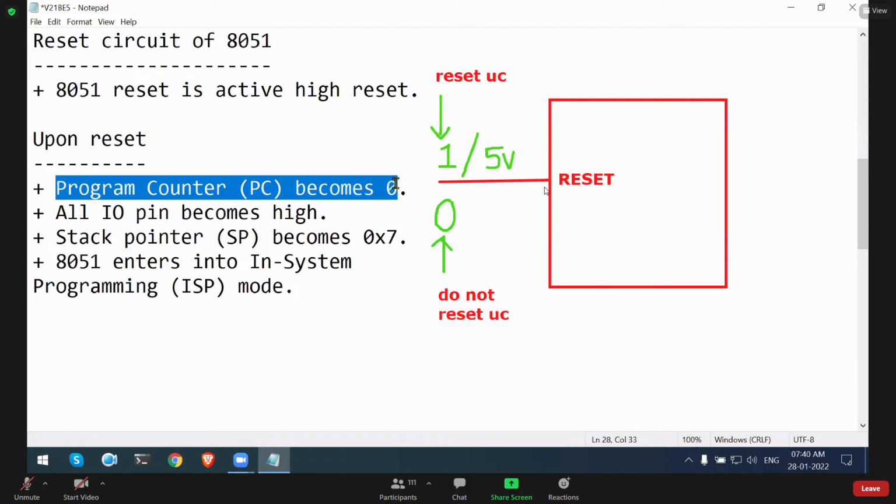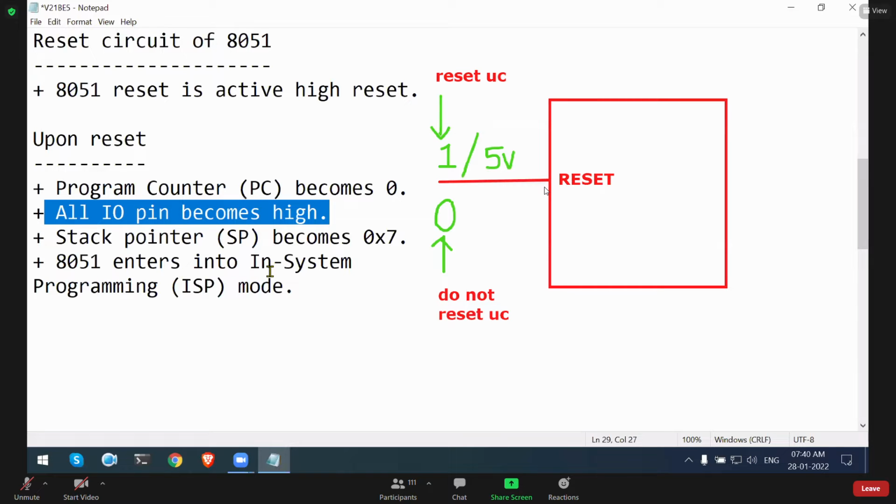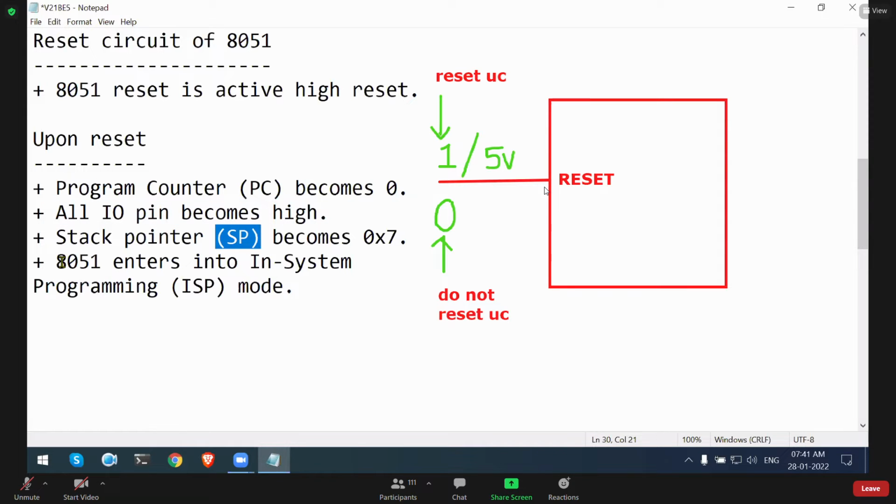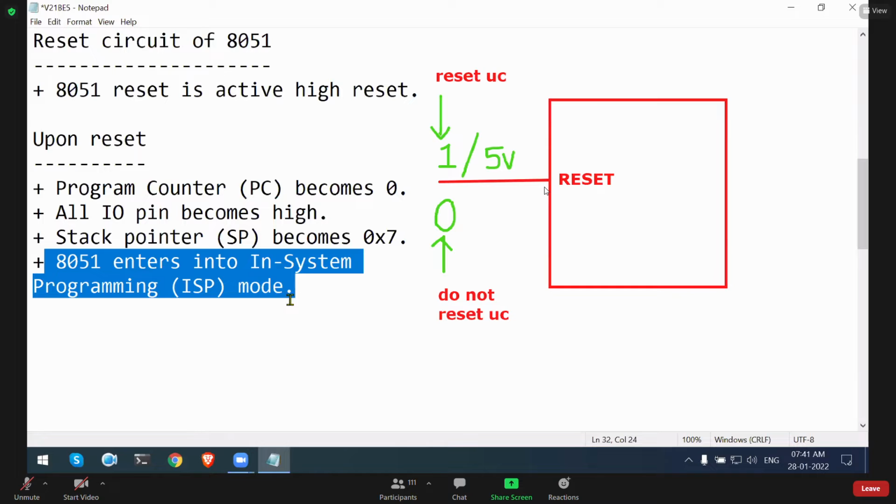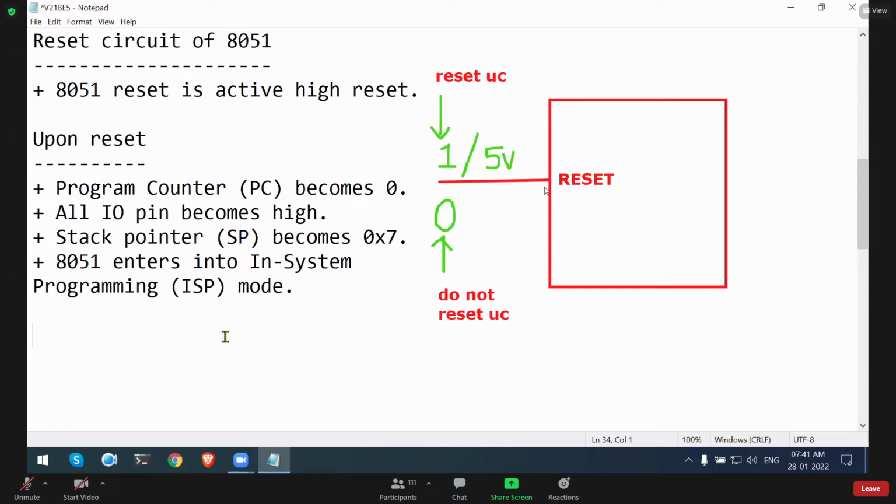So after reset, PC becomes 0. All IO pins become high. So in 8051, total 32 IO pins are given, and all IO pins become 1 or 5 volt. Stack pointer becomes 7, and the 8051 microcontroller enters into in-system programming mode. So in-system programming mode is nothing but a hex file downloading mode. Make a note of this. Or hex file dumping mode. ISP mode means hex file dumping mode.